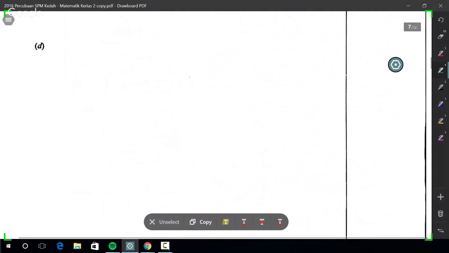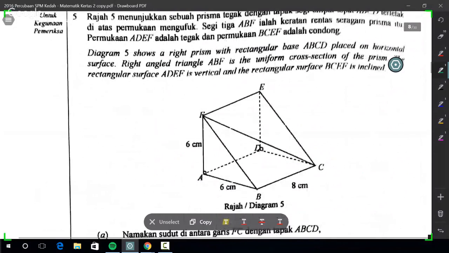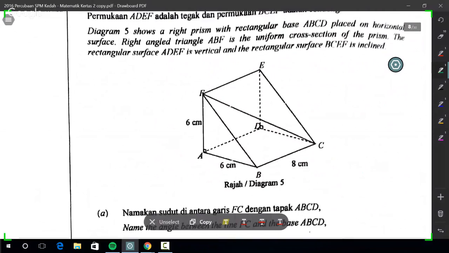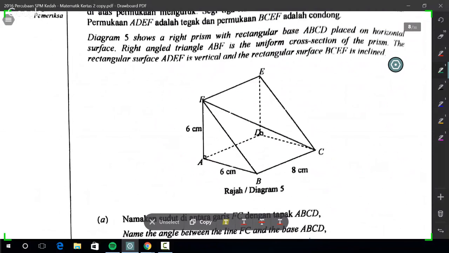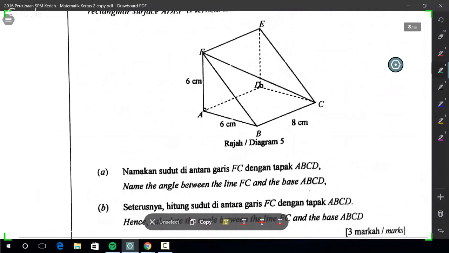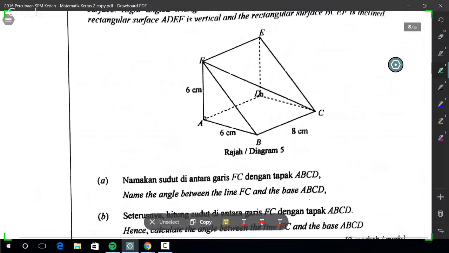All right, so let's move on to number 5. Diagram 5 shows a right prism with the rectangular base ABCD based on the horizontal surface. So the right angle triangle ABF is a uniform cross section of the prism. So yeah, the rectangular surface ADEF is vertex. Okay, there's nothing very special on the centers above. Name the angle between the line FC and the base ABCD.